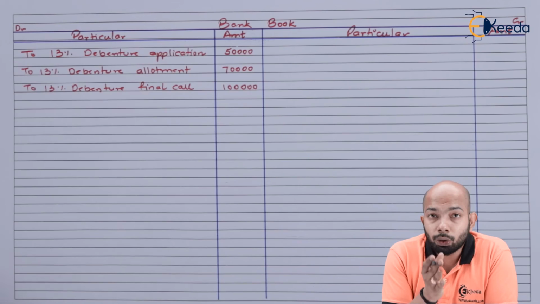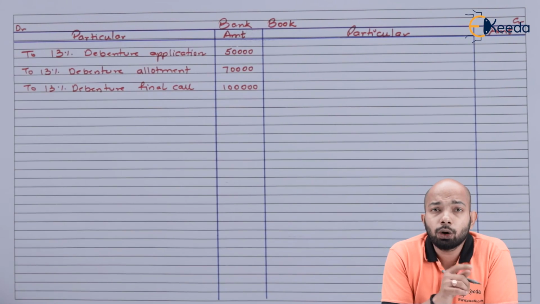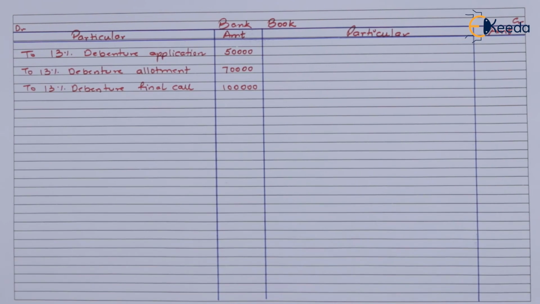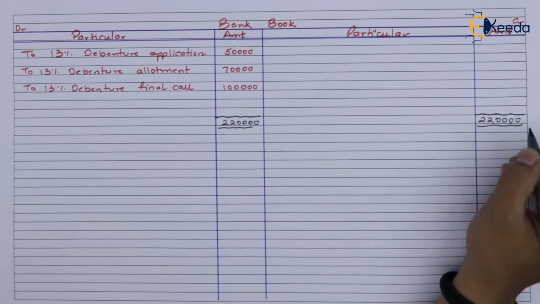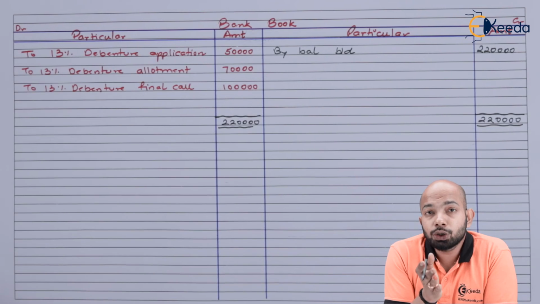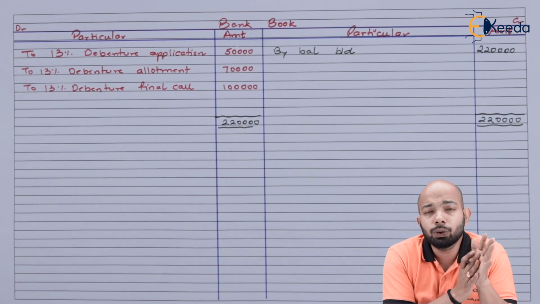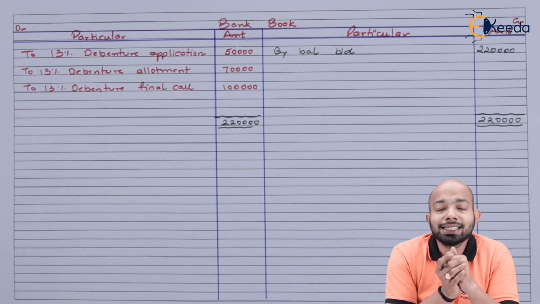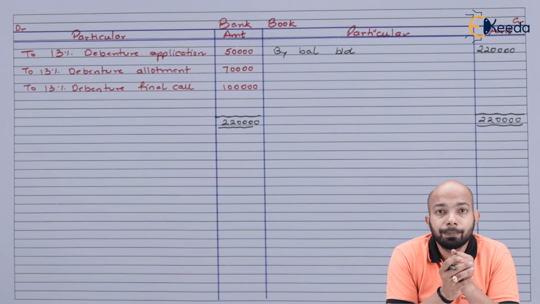So here we have mentioned all the entries which are related to the bank column. Now let's go ahead and figure out what is the total and what is the balancing figure here. So the bank account shows a balance of 2,20,000. Now that we have all the details, we can simply go ahead and prepare the balance sheet. That will be the last requirement of this illustration. So let's start with the preparation of balance sheet now.